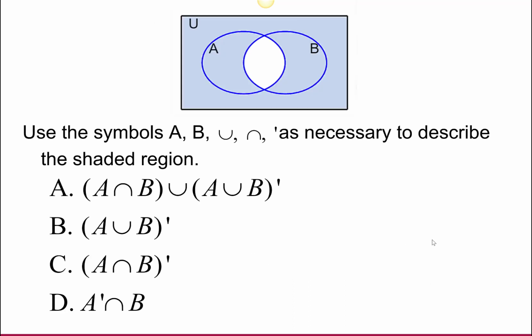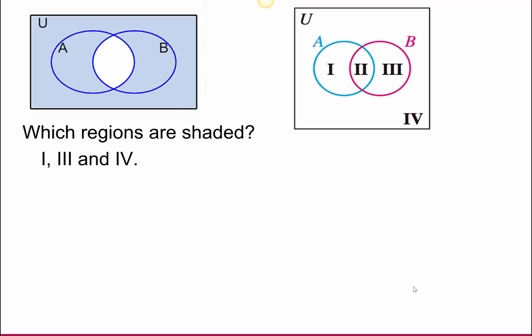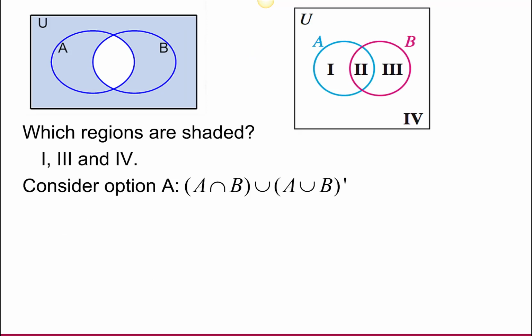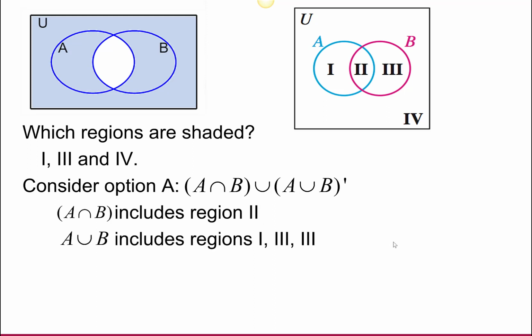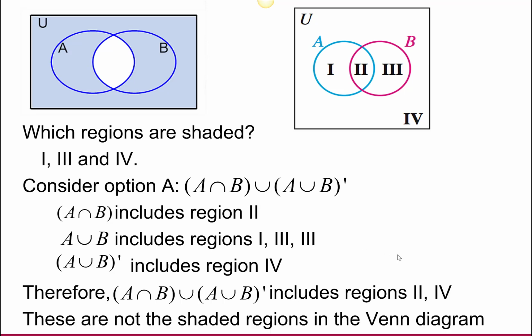Use the symbols A, B, the union, intersection, and the complement as necessary to describe the shaded region. So we have 4 choices here. So the first question is, which regions are shaded? And we see the shaded regions are 1, 3, and 4. So let's look at option A. So the first thing we want to look at is A intersect B, and that includes region 2. And then we want to look at A union B and take the complement of that. So A union B is 1, 2, and 3. The complement of that is 4. And then we want to take the union, and so that gives me regions 2 and 4, and that's not what I want in my answer. I want 1, 3, and 4.